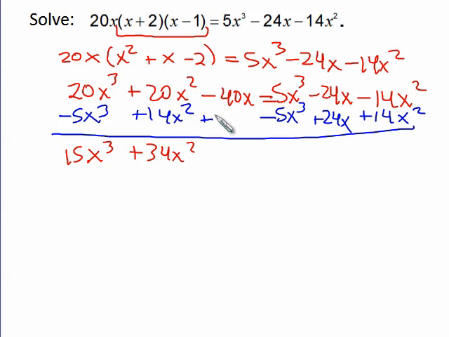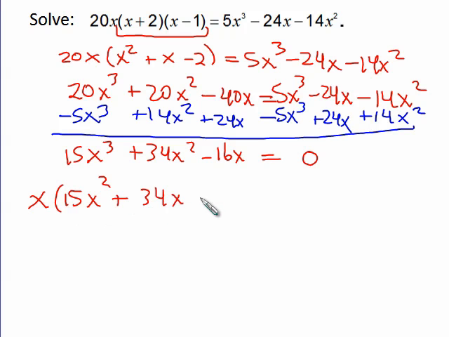So I need to add it to both sides, which leaves me, first of all, with 0 on the right-hand side because I got rid of all three terms. And then on the left-hand side, this gives me a negative 16x. So now I'm ready to factor because I have all of my terms on the left-hand side and 0 on the right-hand side. So the first thing I need to notice is they all have a greatest common factor of x. So I'll factor out my x, leaving me with 15x squared plus 34x minus 16 equals 0.